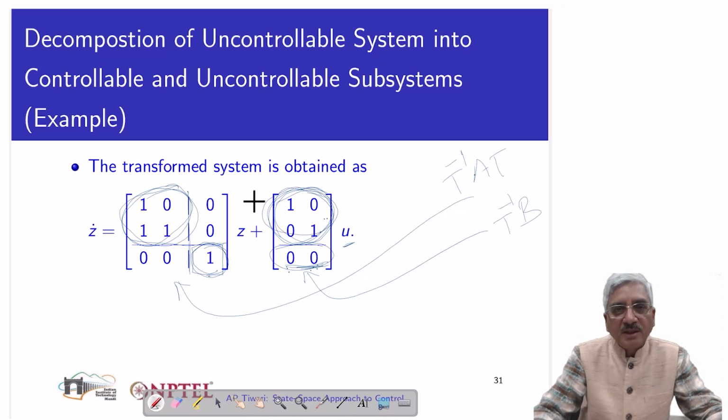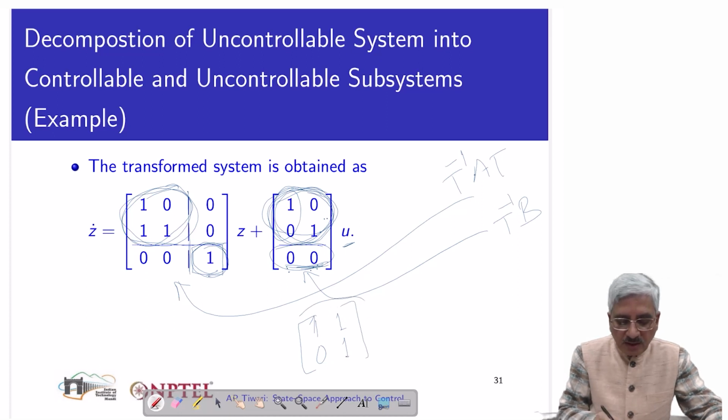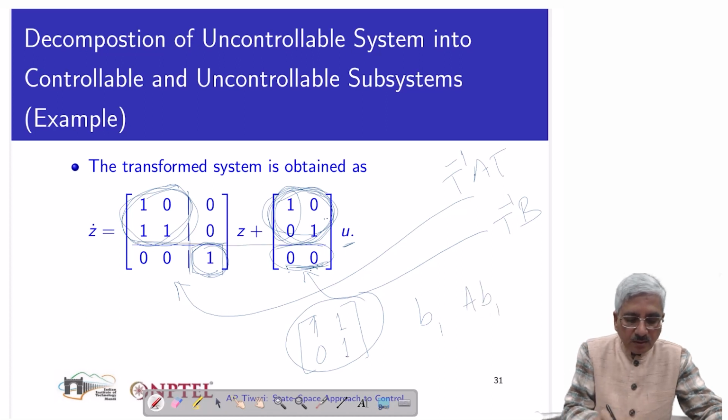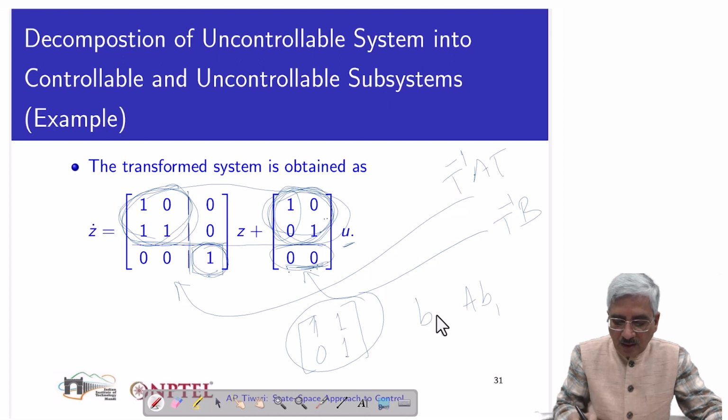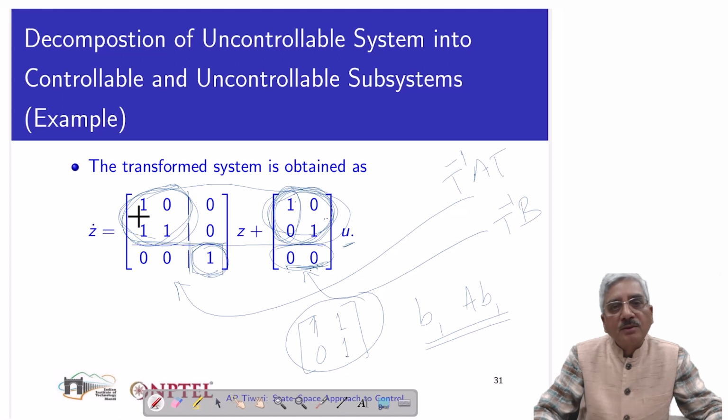In fact, one may be tempted to verify whether it is controllable by input 1 alone. For input 1, the matrix B1 is 1 0, and AB will be 1 0 into 1 0 1, and 1 1 into 1 0 gives 1. So we get B1, AB1, for this part alone, of rank 2. So input 1 alone is sufficient to control that system.